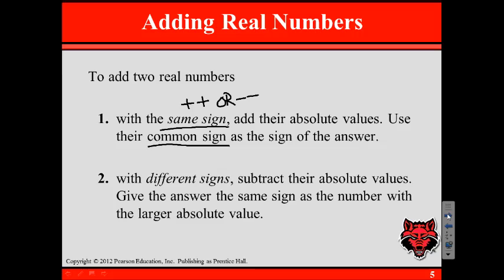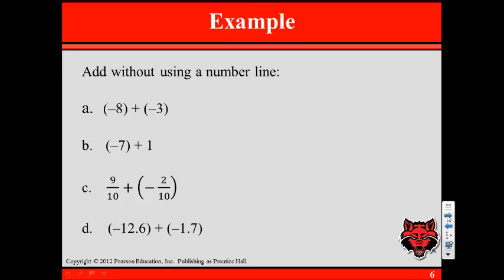Let's say the two real numbers had different signs. One number is positive, one number is negative. In this case, we would subtract their absolute values. We would then give the answer the same sign as the number with the larger absolute value. Let's look at a few examples.